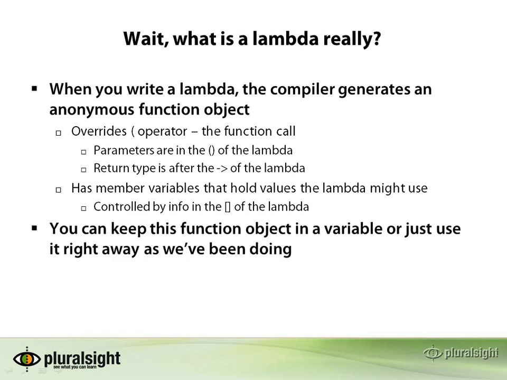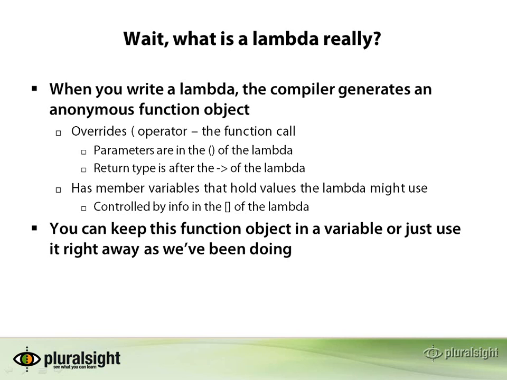Now, an anonymous function object is an instance of a class, and it has member variables that hold values. And you can keep that instance in a variable, as well as what we've been doing, which is just passing that variable immediately to a function, such as the standard for each, that turns around and uses it.